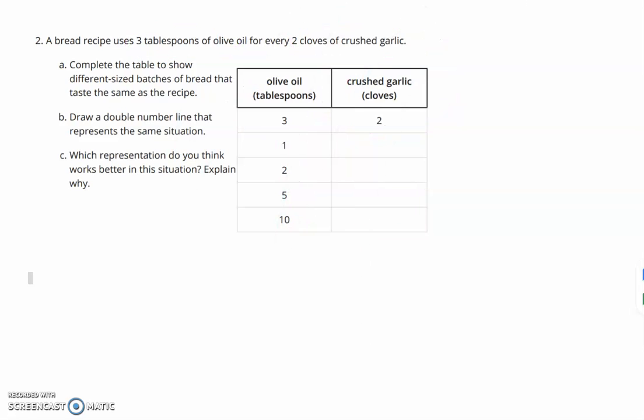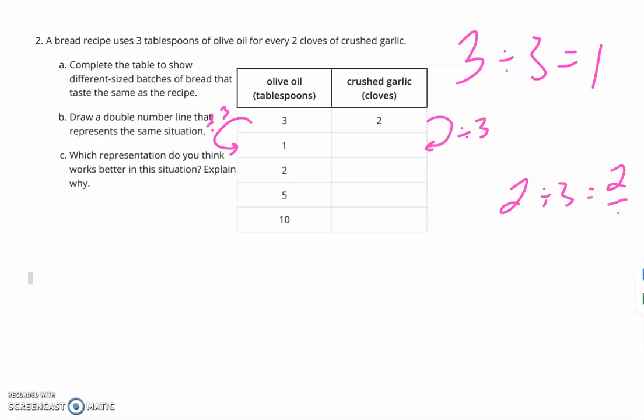So, how do I get from 3 to 1? Well, I know that 3 divided by 3 equals 1. So, since I'm dividing that by 3, I would have to divide this by 3. And I know that 2 divided by 3 is 2/3.